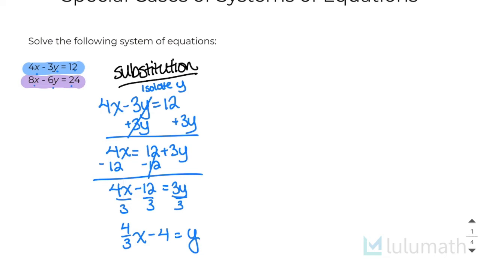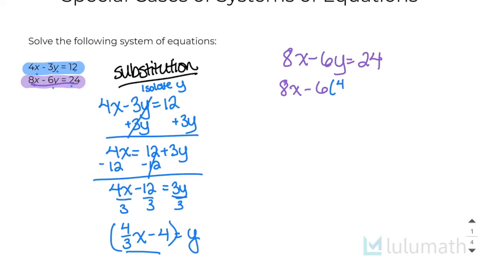Divide everything through by 3, and I end up getting 4 over 3x minus 4 is equal to y. Okay, now what I need to do is take my purple equation, 8x minus 6y equals 24, and instead of y, I'm going to replace the y with this expression right here, this 4/3 x minus 4. So I will go ahead and copy down the rest of the equation. Until I get to y, I'm going to replace it with 4 over 3x minus 4, and then I'm going to copy the rest of my equation down. So I get equals 24.